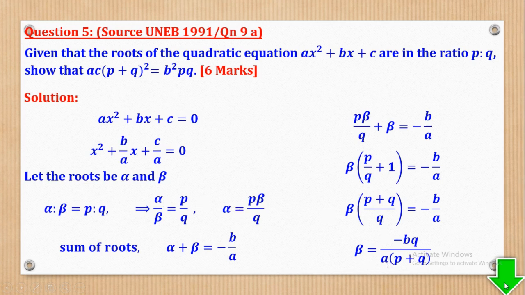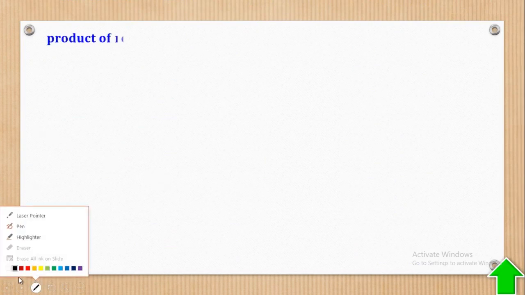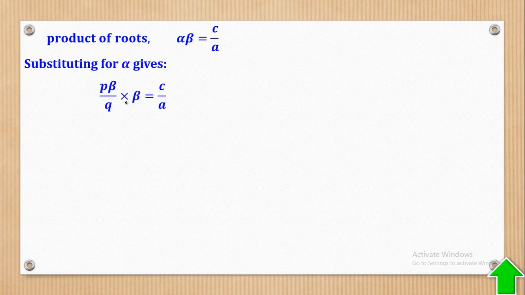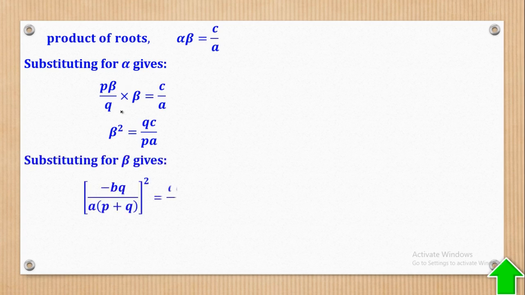So what I'm going to do, I'll just come here and say that product of roots is alpha beta equal to c over a. So come and substitute for alpha, it gives you this. Where there's alpha, put there this to come up with that. Then now substitute for beta to come up with that. So next is to simplify until I get the required expression. So square, the whole of this squared gives you this part.